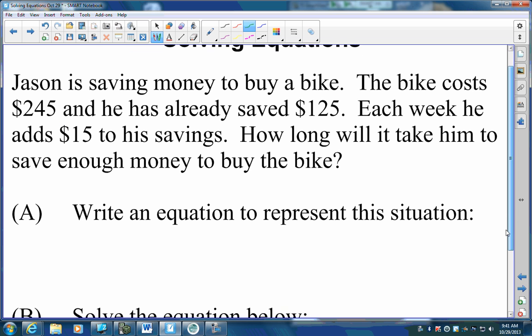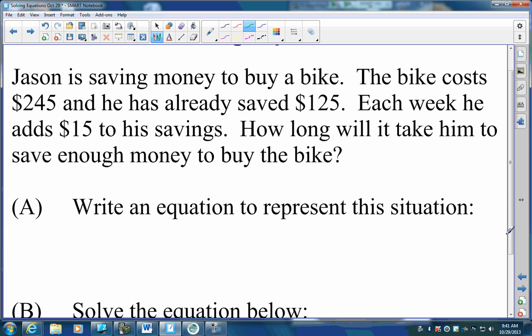All right, so let's look at this problem. It says Jason is saving money to buy a bike. The bike costs $245 and he already has saved $125. Each week he adds $15 to his savings. How long will it take him to save enough money to buy the bike? I want you to write an equation. You need to find the thing that's a one time, that they only do once, and something that is your rate of change.